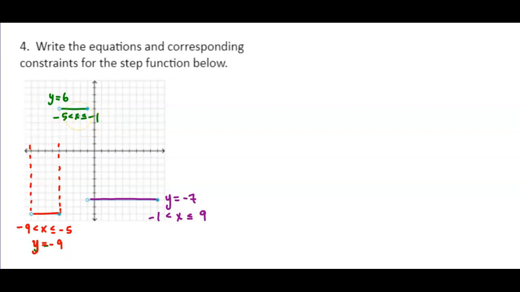So if we put this all together on a multiple choice question, it wouldn't be on top of the graph like this. More than likely it would be written some way like this. We'll go in the order that we did before. First piece has a value of -9. Its constraint is from -9 to -5. Second piece, the purple piece, had a value of -7, and its constraint was from -1 to 9.